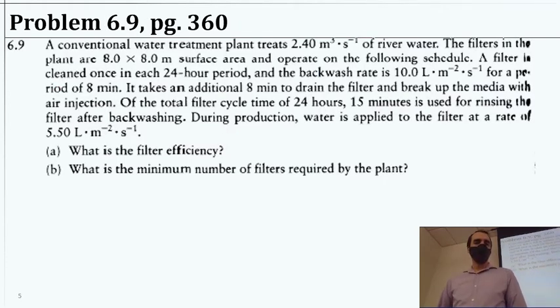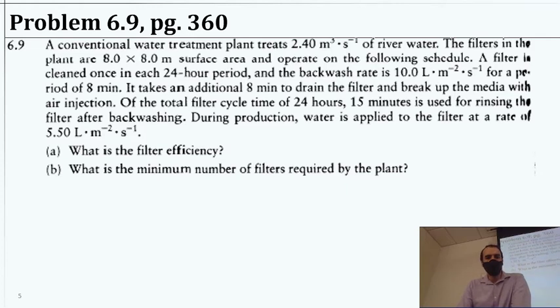So this is problem 6.9 from our book, page 360. We have a conventional water treatment plant that's treating 2.40 cubic meters per second of river water. The filters in the plant are 8 by 8 meters surface area, and they operate on the following schedule. The filter is cleaned once in each 24-hour period. The backwash rate is 10 liters per square meter per second for a period of 8 minutes. It takes an additional 8 minutes to drain the filter and break up the media with an air ejection.